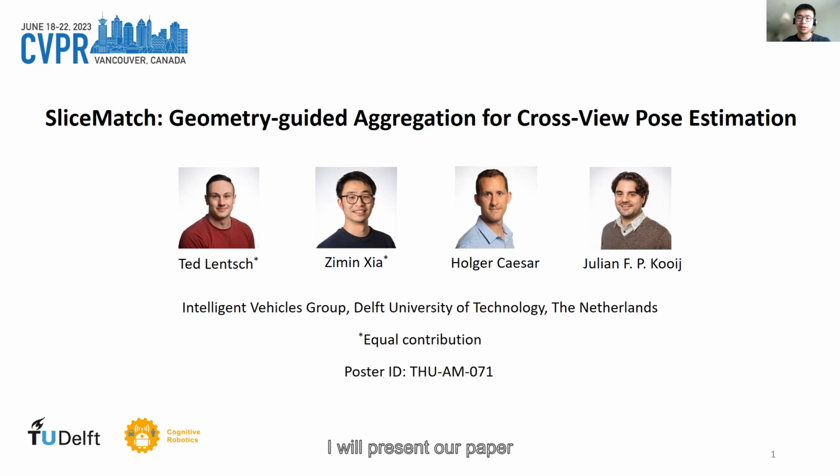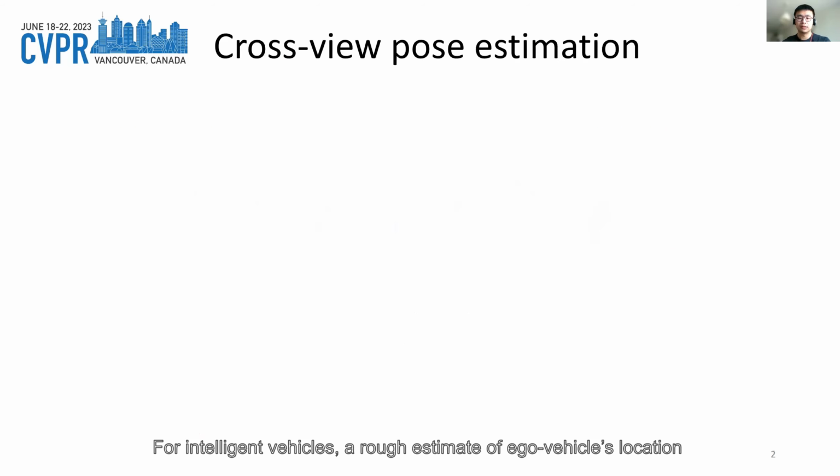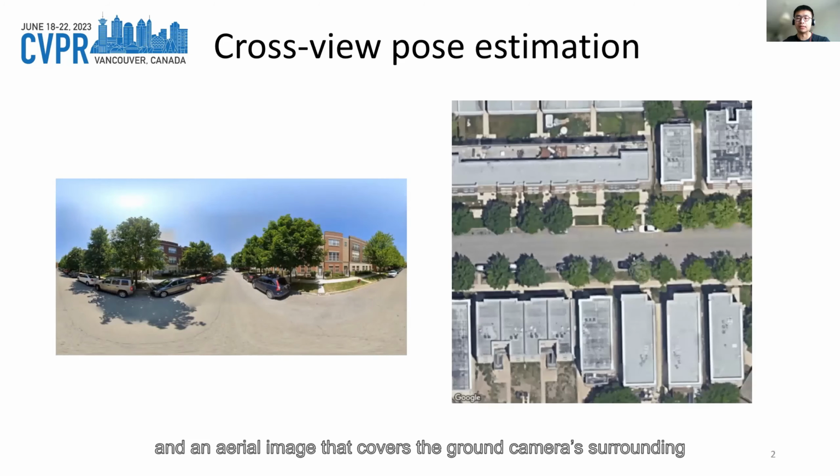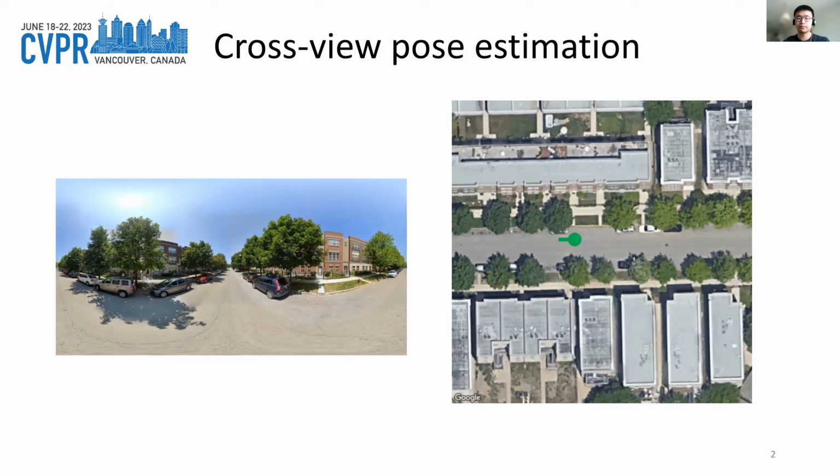I will present our paper, SliceMatch: Geometry-Guided Aggregation for Cross-View Pose Estimation. For intelligent vehicles, a rough estimate of each vehicle's location is often available, for example, from GNSS. In this case, given a ground-level image taken by the vehicle-mounted camera and an aerial image that covers the ground camera surrounding, we aim to accurately estimate the 3 degrees of freedom ground camera pose inside the aerial image.